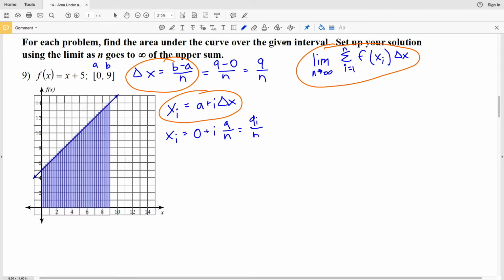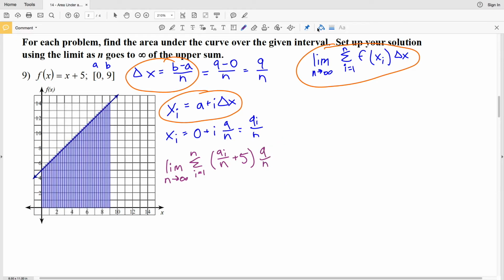I'm going to have the limit as n approaches infinity of the summation from i equals 1 to n of f of x sub i. So we're taking x sub i, which is 9i over n, and plugging it in for x. So that's going to be 9i over n plus 5. And again, what I did, I took x sub i and plugged it in for x in the function. And that all gets multiplied by delta x, which is 9 over n.